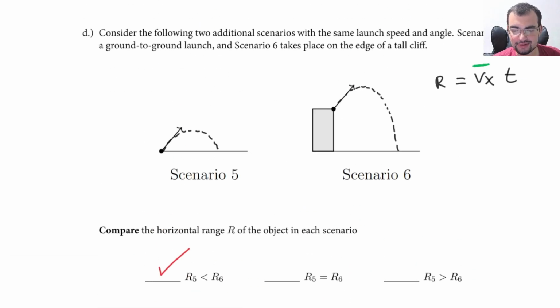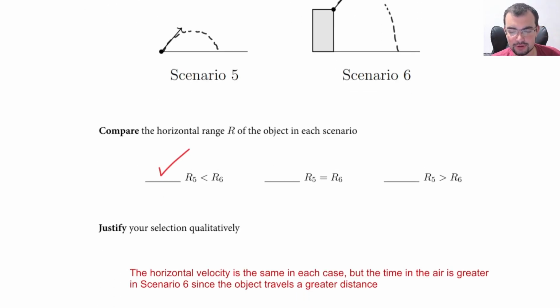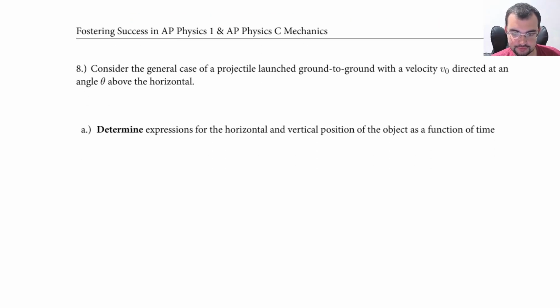So that's kind of the extent of what I imagine you'd see with a non-ground to ground launch. If you actually wanted to solve for the time in the air, I would honestly just use Desmos, because it would be a quadratic formula situation most likely.